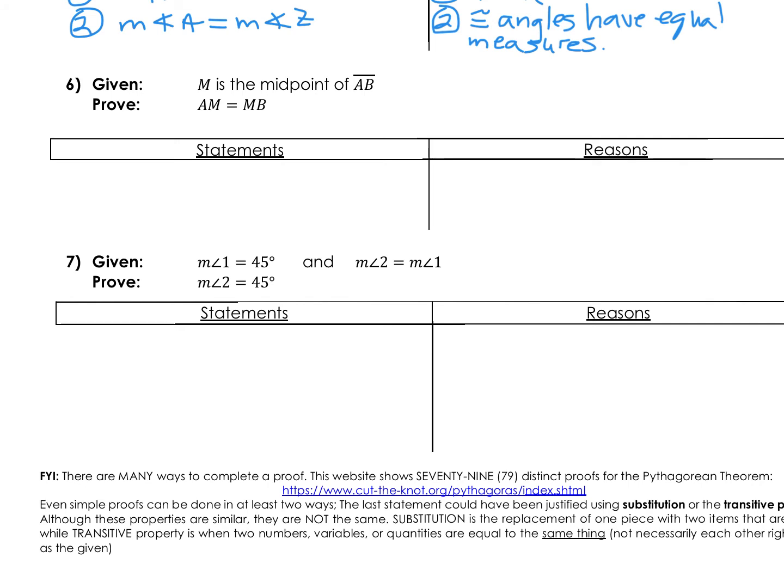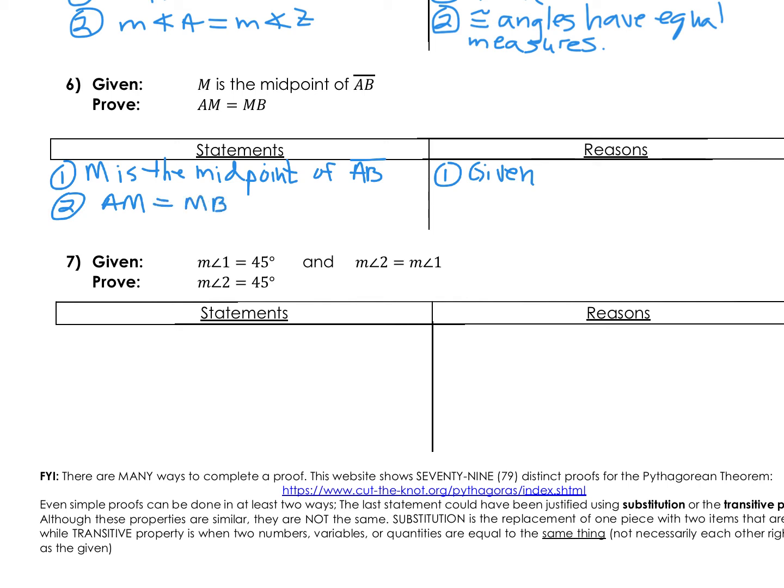So statement 1, M is the midpoint of segment AB, and then that's given. Then step 2 is our conclusion. If we have a midpoint, the conclusion is we have equal segments. So the distance from A to M is exactly equal to the distance from M to B.